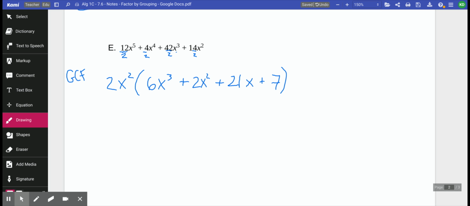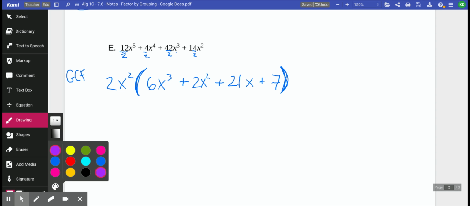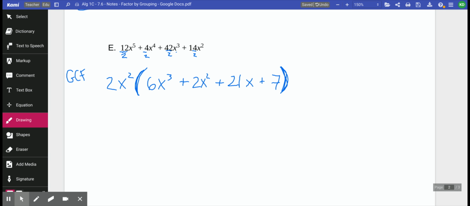Now, this set in our parentheses looks more like what we're used to factoring. So now we're going to do factoring by grouping. I'm just going to ignore the GCF for a minute, and we're just going to look inside these parentheses. So 6x to the 3rd plus 2x squared. They're both multiples of 2, and they both have an x squared. 2 times 3 makes 6x to the 3rd. X squared times x makes that x to the 3rd. And here we have 2x squared. We factor out 2x squared, so that's just got to be a plus 1.